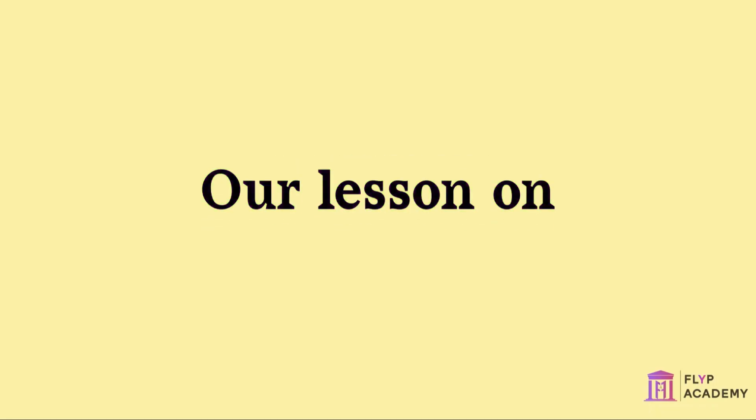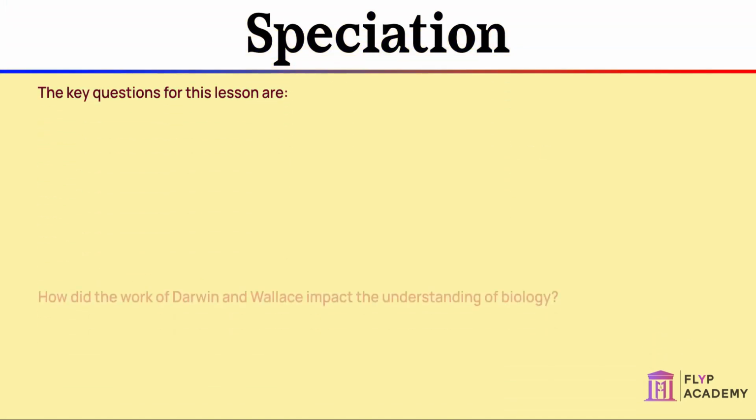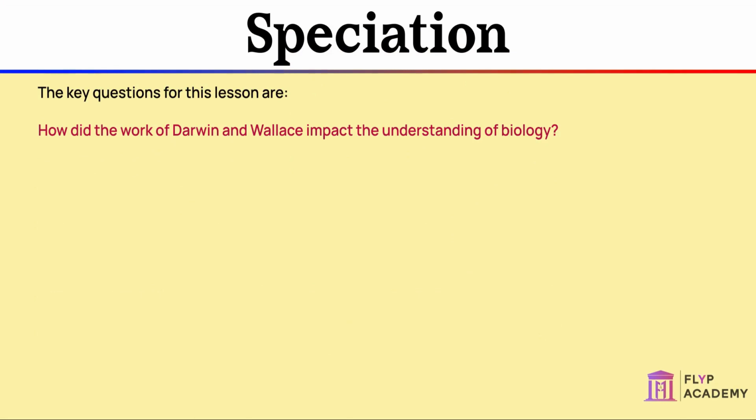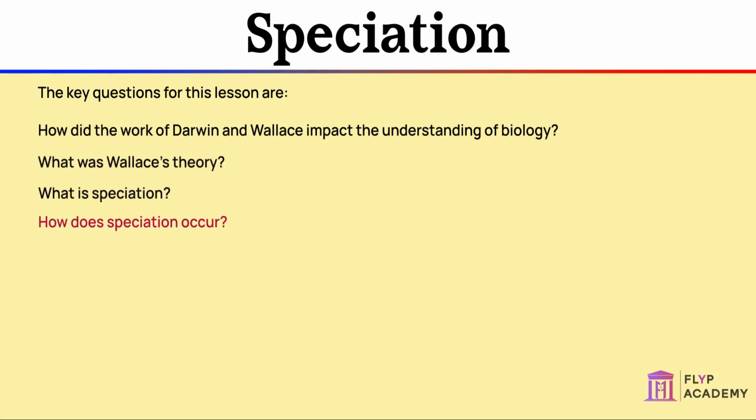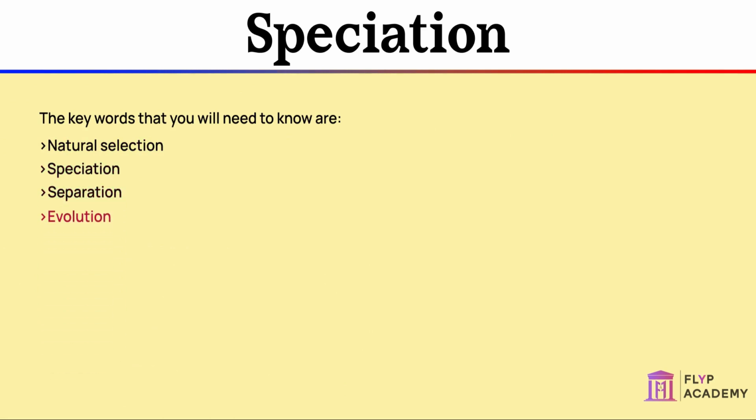Welcome to our lesson on speciation. The key questions for today are: how did the work of Darwin and Wallace impact the understanding of biology? What was Wallace's theory? What is speciation? How does speciation occur? How do you know if two organisms are different species? The key words you will need to know are natural selection, speciation, separation, evolution, fertile.